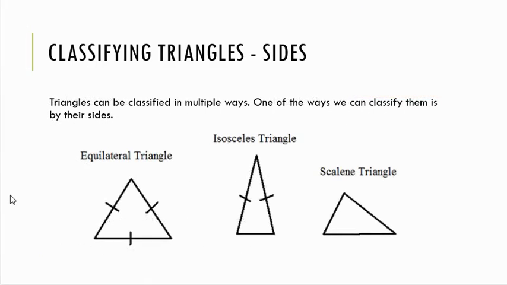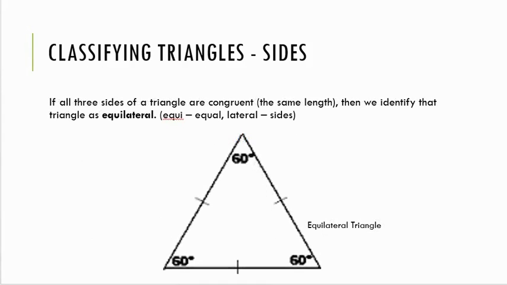Triangles can be classified in multiple ways. One of the ways we can classify them is by their sides. We have an equilateral triangle, isosceles triangle, and scalene triangle. If all three sides of a triangle are congruent, so the same length, then we identify that triangle as equilateral. Equa is a prefix for equal, and lateral means sides. So equilateral means equal sides.